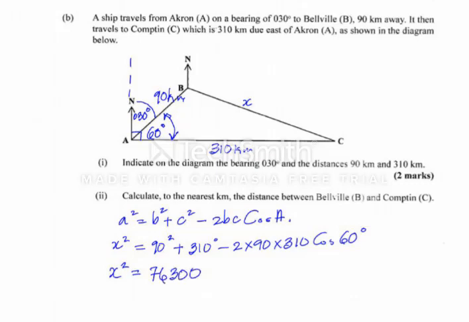76,300. The opposite of square is square root. So x would be equal to the square root of 76,300. X, which is BC, is equal to 276 to the nearest kilometer. BC is equal to 276 kilometers to the nearest kilometer.